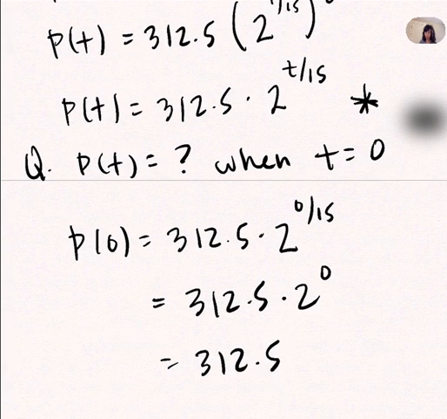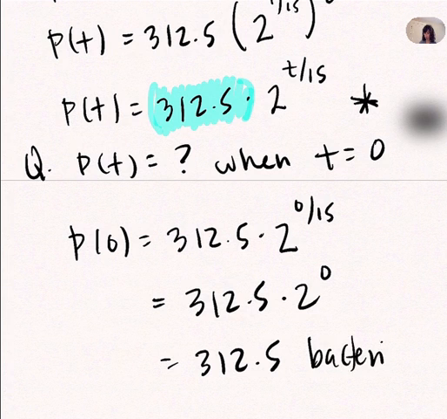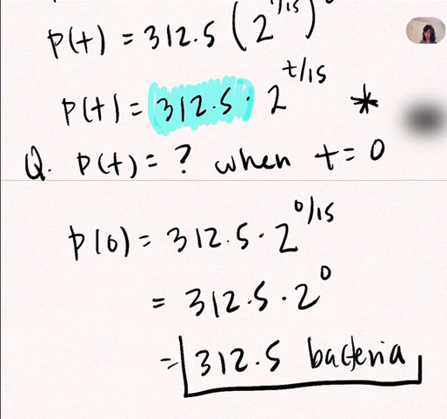2 to the 0 is just 1, so we get 312.5. Or you can just remember that the value right here, your A value, is always the initial amount. So remember, this is always your initial amount. So we start with 312.5 bacteria, which is the answer to part A.